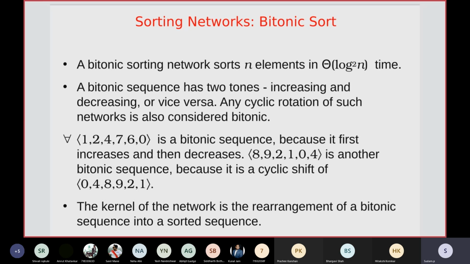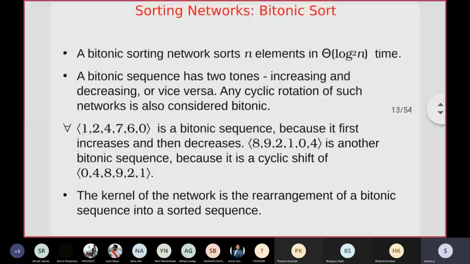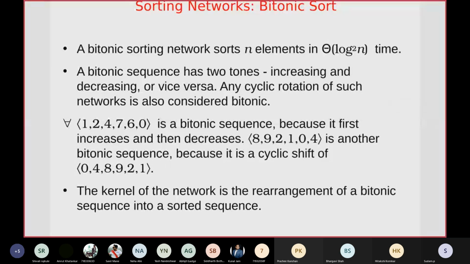So we will see that here. The Bitonic sorting network sorts n elements in theta of log square n time. So this is the complexity of the Bitonic sort algorithm. A Bitonic sequence has two tones, increasing and decreasing. That's why it is called Bitonic: bi means two, tonic means tones, increasing and decreasing. Any cyclic rotation of such a sequence is also considered Bitonic. I just discussed the cyclic sequence, like 1 2 3 1 2 3 1 2 3.